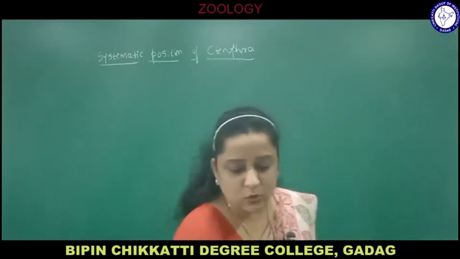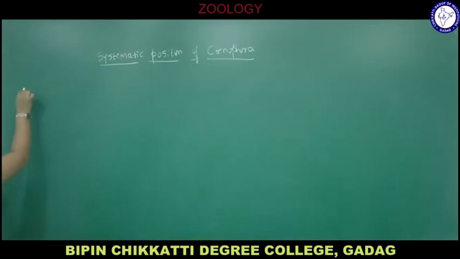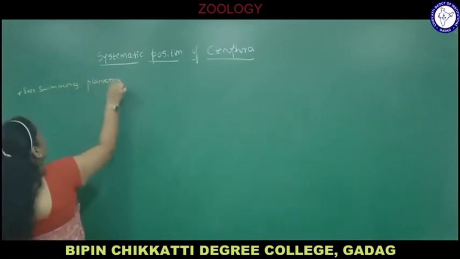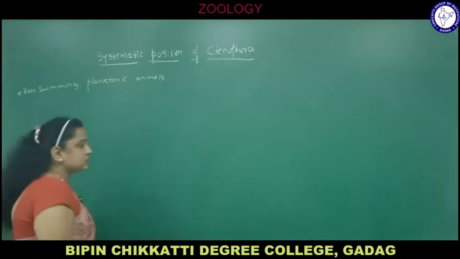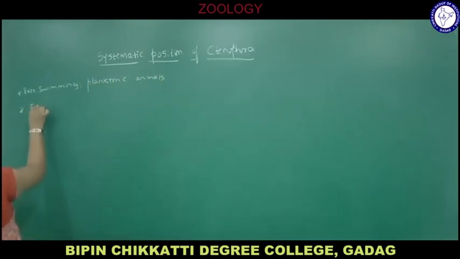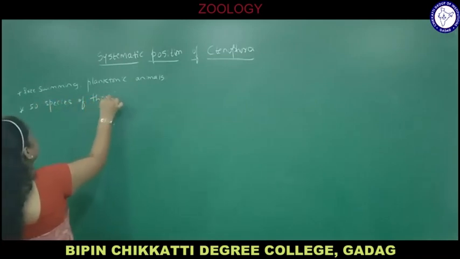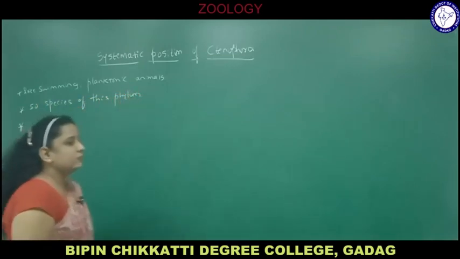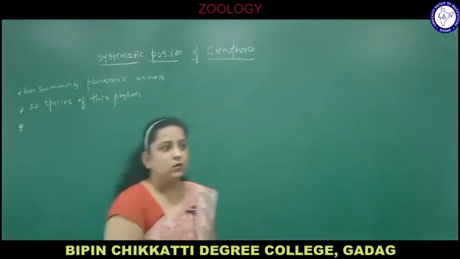The Ctenophora are a small group of free swimming planktonic animals, usually found in coastal waters, and there are only about 50 species of this phylum. They have bilateral symmetry, and they are commonly known as sea walnuts or comb jellies.